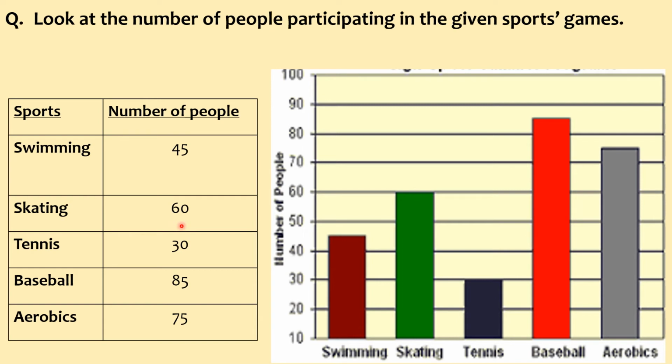Now how many people are participating in skating? 60. So 60 is right here. I would stop the bar at 60, and I would use a ruler to draw perfect bars. Tennis is 30, so I'm going to draw here. Baseball is 85. Now 85 is the middle number between 80 and 90, so I'm going to make it in the center. And aerobics is 75. This should be between 70 and 80, because 75 is the middle number between 70 and 80.